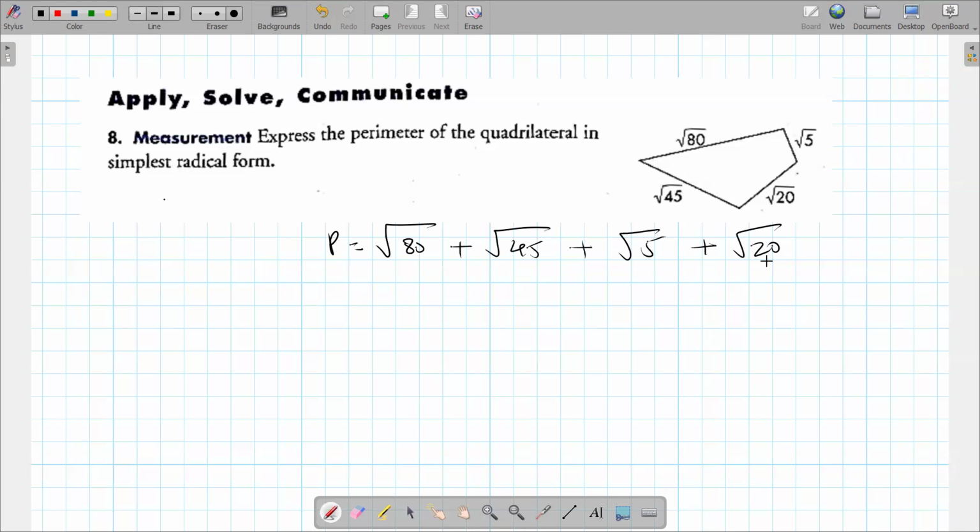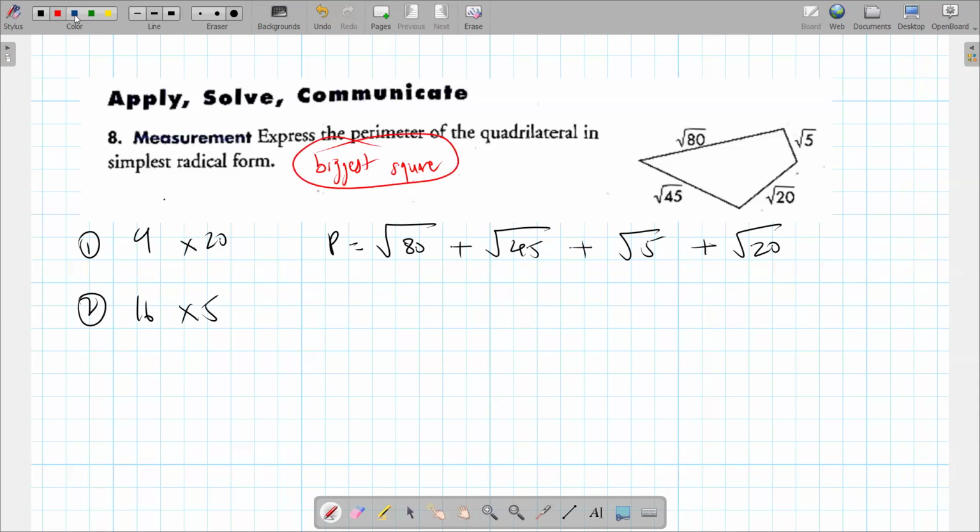So 80, right? So 4 goes up to 16. Yeah, exactly. You can either do 4 times 20. That's one option. The next option is you can do 16 times 5. One option is better than the other. Turns out you want to fit the maximum, the biggest perfect square number in there.